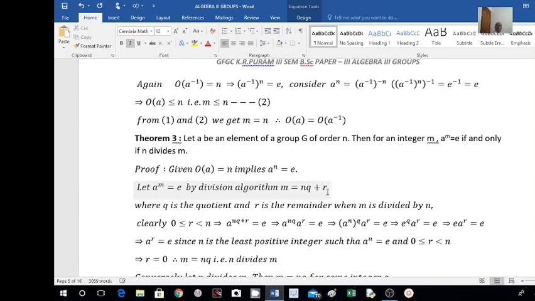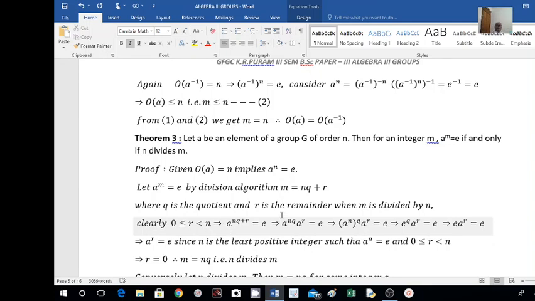Therefore, the remainder is always either equal to 0 or less than n. That is, r lies between 0 and n minus 1. So 0 is less than or equal to r, but r is less than n. r can go up to n minus 1.